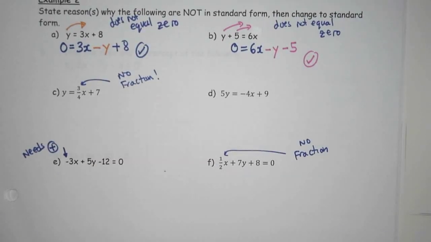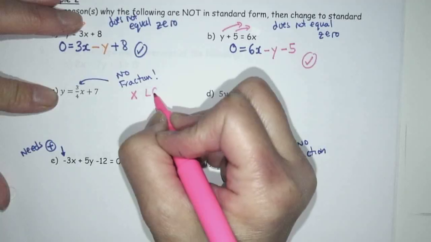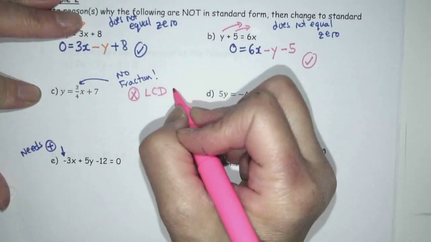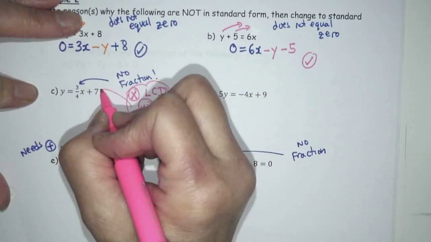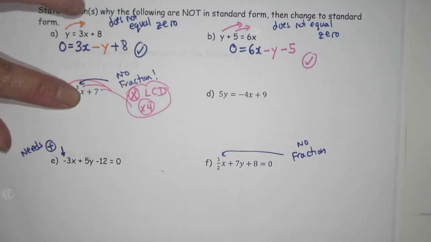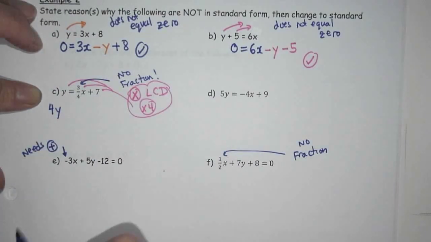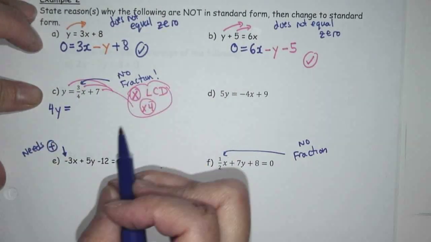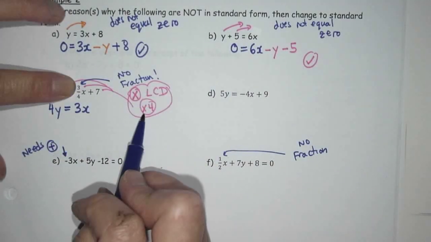Okay? For this one, I want no fractions, so I'm going to multiply every single one of them by the lowest common denominator, which will be 4. So times 4. I want to multiply each one of these times 4 to get rid of that denominator. If I multiply this one by 4, watch what happens, you get 4y. If I do 4 times this one, 4 times 3 gets me 12, divided by 4 gets me back to 3x.